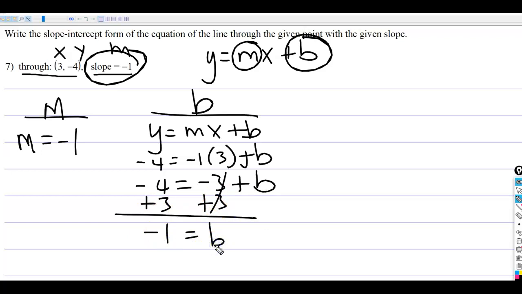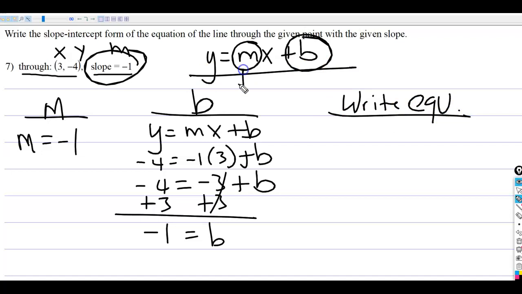Turns out that B is also -1. The last step is to go ahead and write your equation. The way you do that is you just take this expression and you plug in the two numbers that you wanted. So we have y equals -1x minus 1. Now it would probably just be written like this, because usually if x has a 1 in the front, we don't write it.